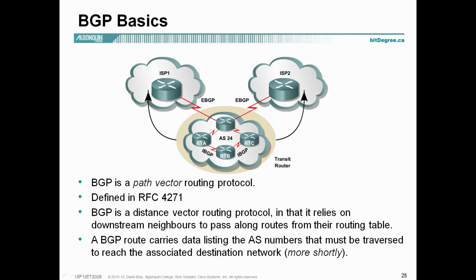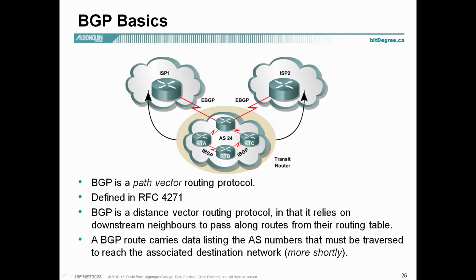As we said before, BGP is a path vector routing protocol as defined by RFC 4271. It's also called an advanced distance vector protocol, and it is a distance vector protocol because it's really relying on its neighbors to pass along routes from one peer to the next. And that's how it gets the routes into the routing table.